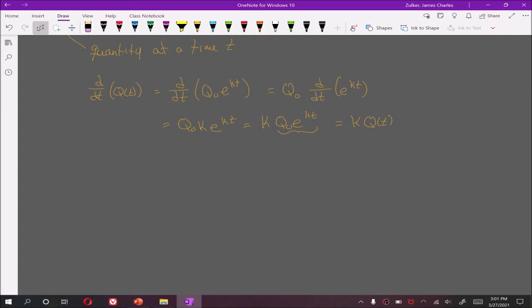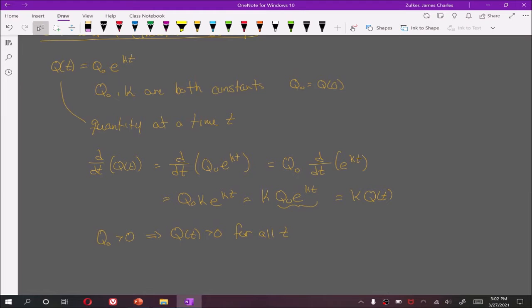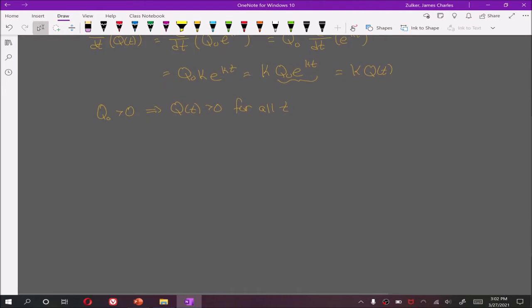Now, Q naught must be greater than 0. It's representing a quantity, and a negative quantity doesn't make sense. So this would mean that Q of t itself would be greater than 0 for every value of t, right? Because e is also always positive. So we have a positive value times a positive value. Thus, we get two conclusions from this analysis.